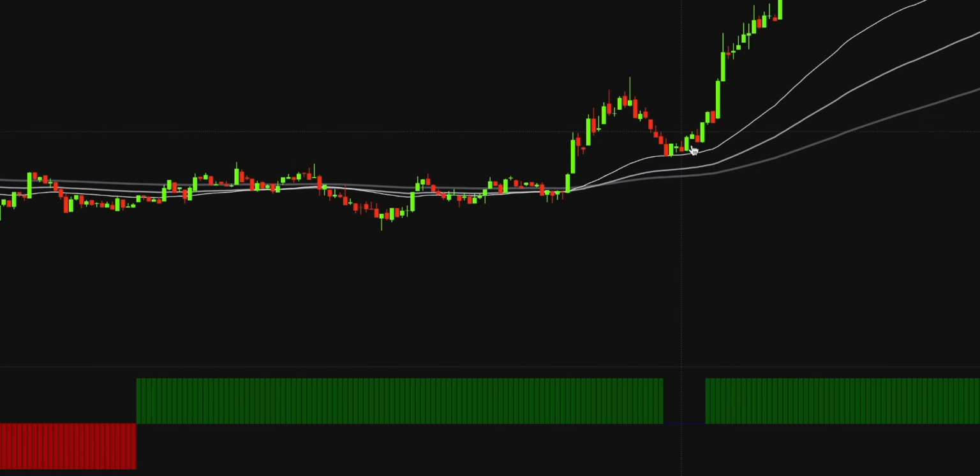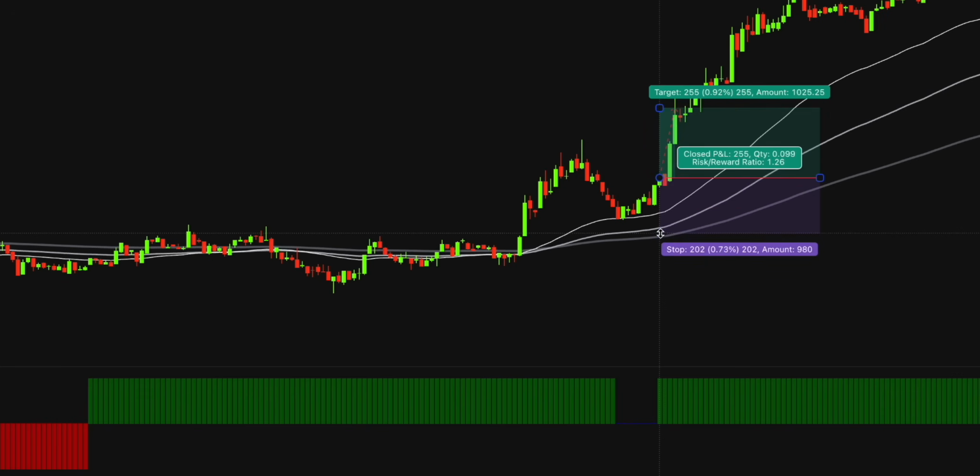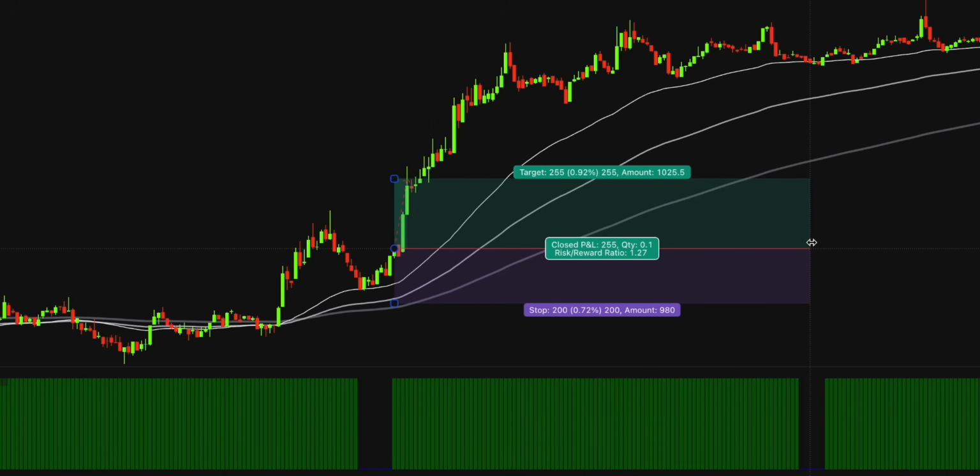Now let's take a look at the last example. The price respected the moving average with a perfect pullback. The indicator reacted by changing from green to flat. A few candlesticks later, we received a buy signal.